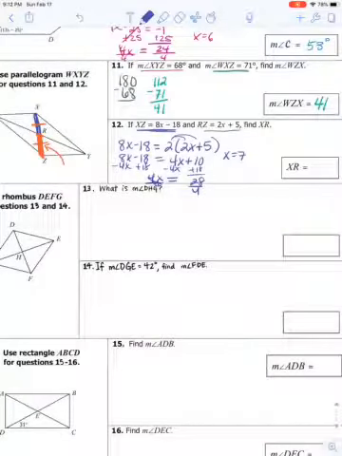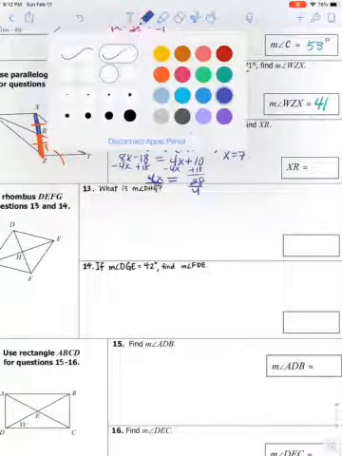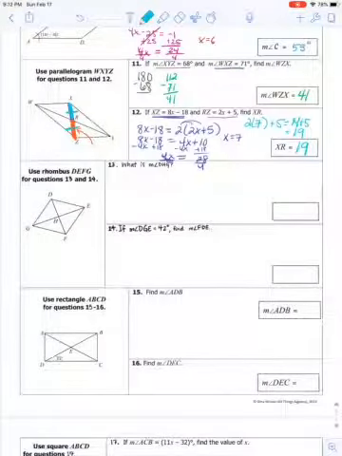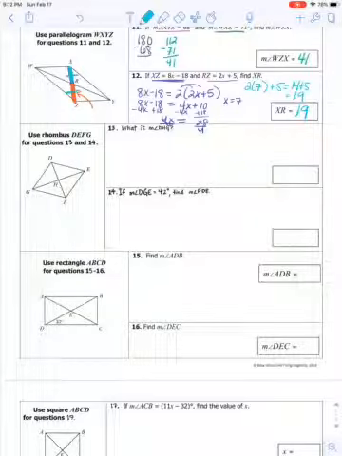However, that's not my final answer. It wants XR. Okay, so guys, XR is just this part of the diagonal, which, as I already said, is congruent to the other part of the diagonal. So we want to just basically plug it into RZ. 2 times 7 plus 5, so that is 14 plus 5, so that's 19. Okay? The entire diagonal then would be 38, but it only wants XR. Cool? Cool.